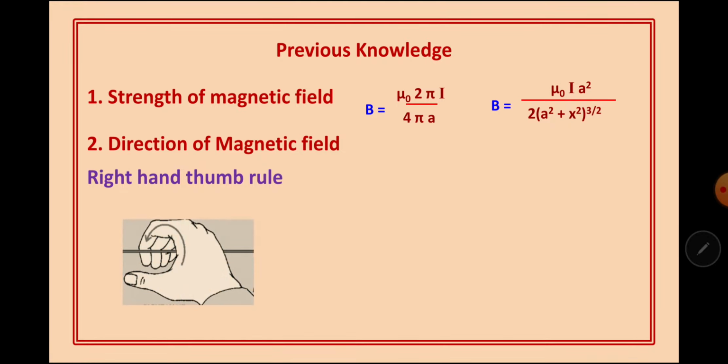Here we hold the current carrying conductor. That straight conductor could be a complete straight conductor throughout, or may also be one small part of any other curved conductor. When we hold that part in the right hand, our thumb should be in the direction of current. So here the current should be in the same direction as our thumb. Then the direction of the curl of our fingers will give us the direction of the magnetic field lines.